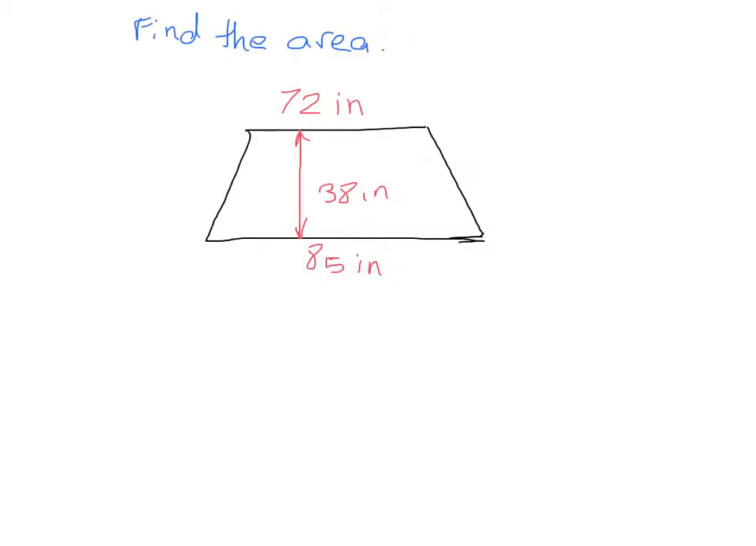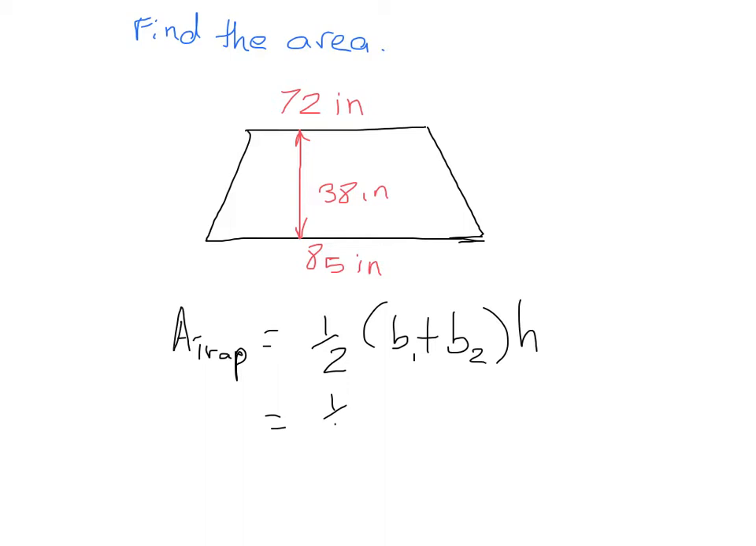Okay, so here we have a trapezoid and we're being asked to find the area. And as we just learned, the area of a trapezoid is equal to half B1 plus B2 times H. And remember that the height has to be perpendicular to the bases. All right, so in this case, we have a half. B1 is 72 plus 85, and it doesn't matter which order we write those numbers, times 38.